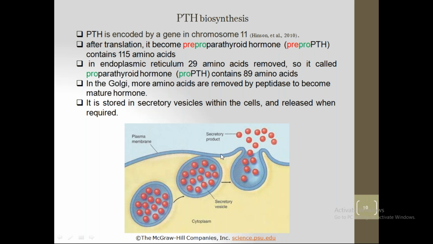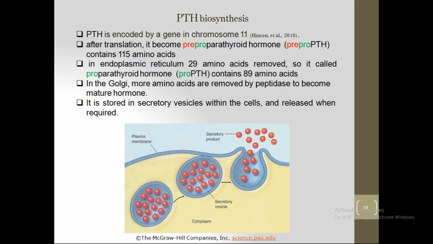Now coming to biosynthesis, it is always produced from a pre-pro hormone. Okay, it is not produced directly. The gene of which is located on chromosome 11. It is produced as pre-pro parathyroid hormone, which contains 115 amino acids. Okay, then in the endoplasmic reticulum, 29 amino acids are removed, so it is called pro-parathyroid hormone, which contains about 89 amino acids. Then in the Golgi apparatus, more amino acids are removed by the enzyme called peptidase to become the mature hormone, which is called parathormone.